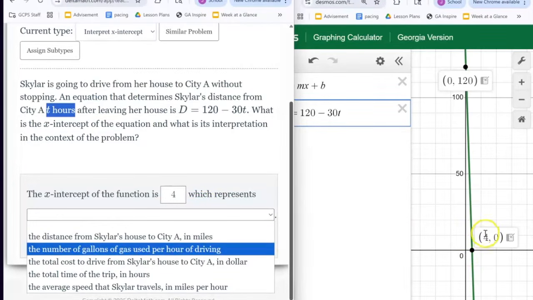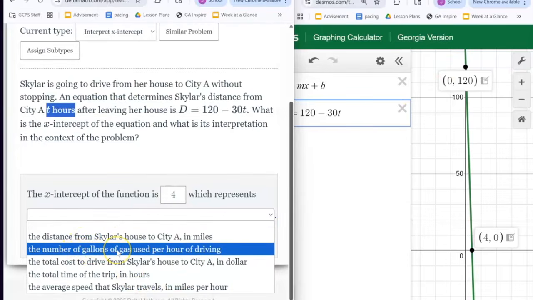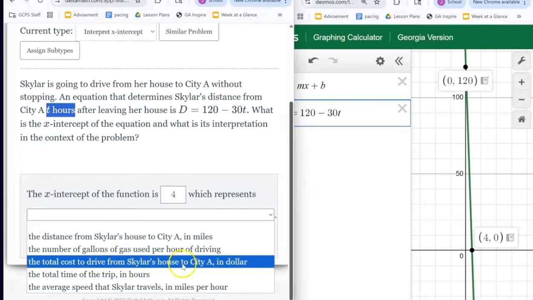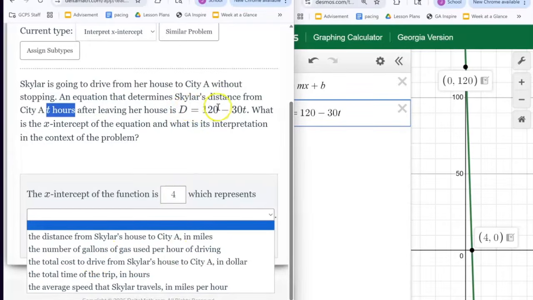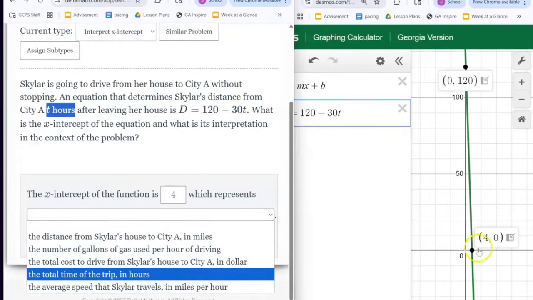The distance from Skylar's house to city A in miles? No, because again, if you're looking at the x-intercept, it's right here. This is not distance. This is time. So I should be looking for something that has to do with time, not distance. If it was asking for the y-intercept, then that would be something to do with distance. The number of gallons of gas? Who even mentioned gas in the problem? Nobody. The total cost to drive, the total cost is capital D. It's calculated by you putting in how many hours it took you. All right, the total time, yes, that's what I'm looking for.